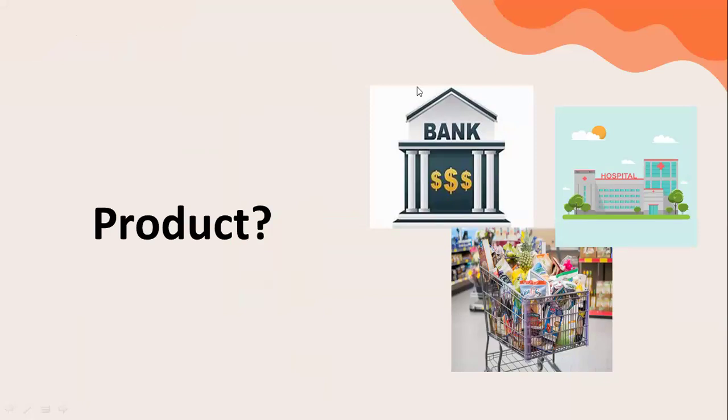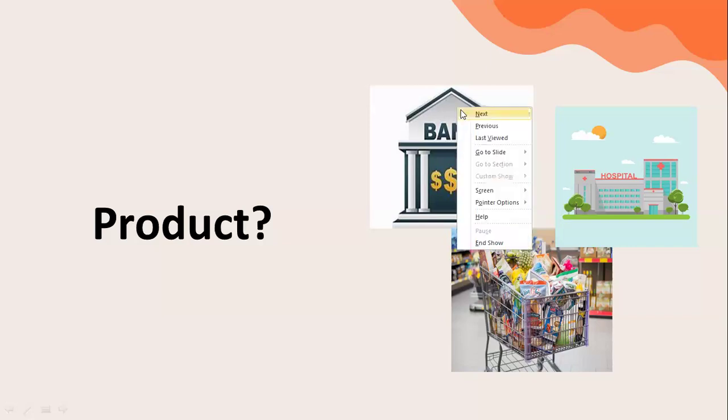What is the first classification? Based on the tangibility of the product, whether it is physically tangible or intangible. What are the two types based on tangibility? If it is tangible, we say it's goods. If it is intangible, we say services, right?